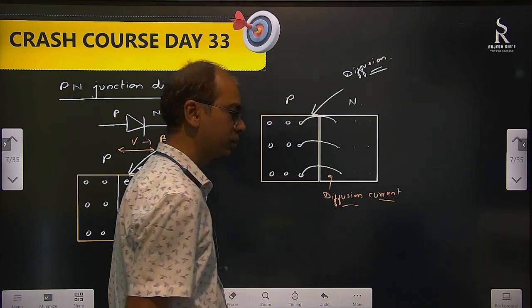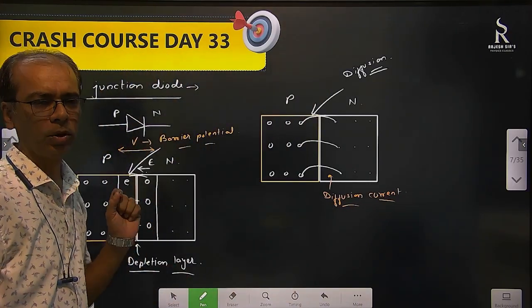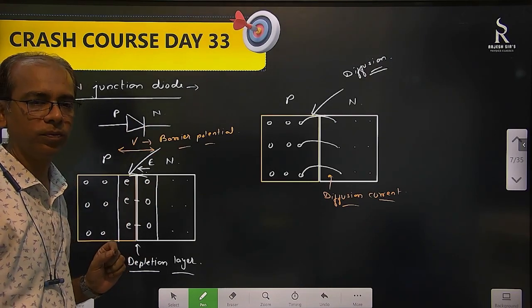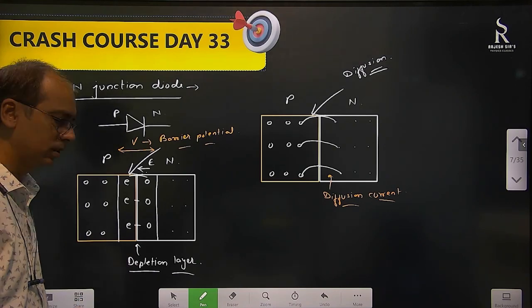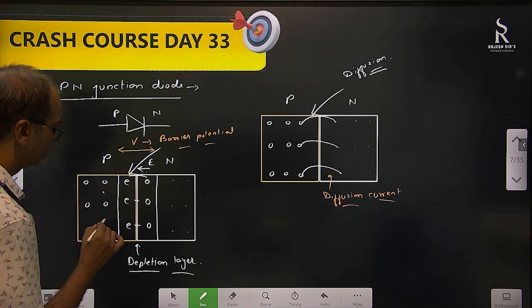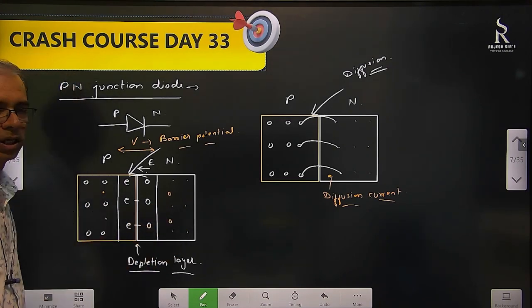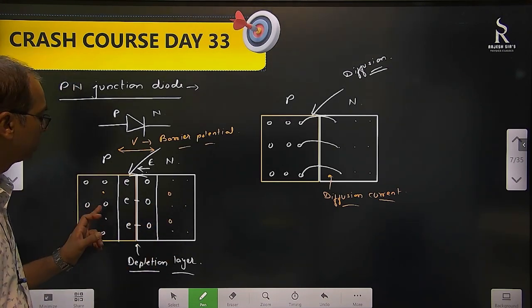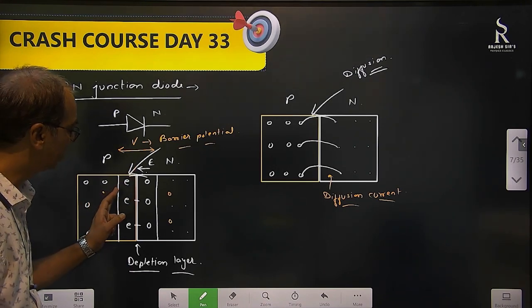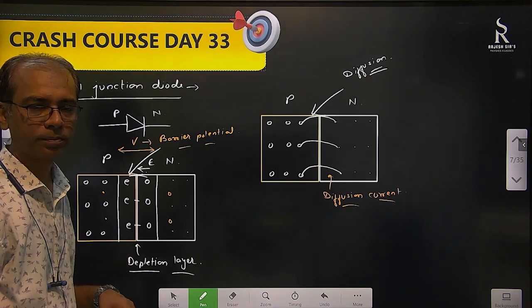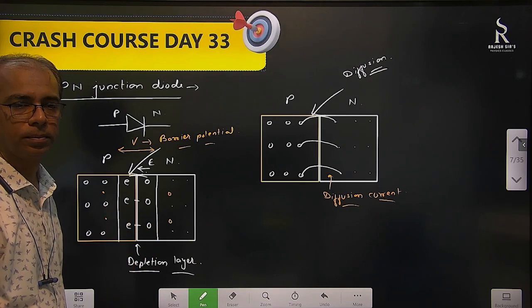Right? Now, on the N side also, do we have a small number of holes? The answer is yes, we do. And on the P side also, we have a small number of electrons. So there are electrons here, and there are holes here. And what are these? These are minority charge carriers. Now, when this electron goes towards this junction, because of this electric field, this electron moves to this side. Minority charge carriers can move this side.